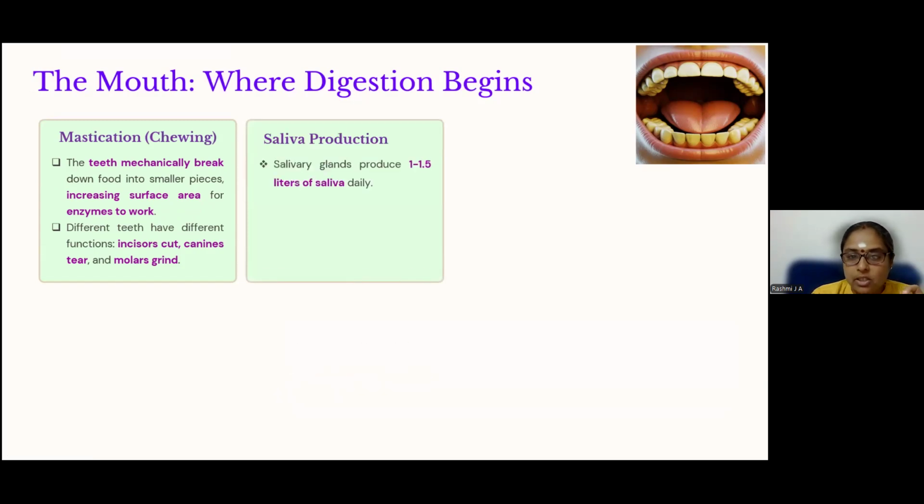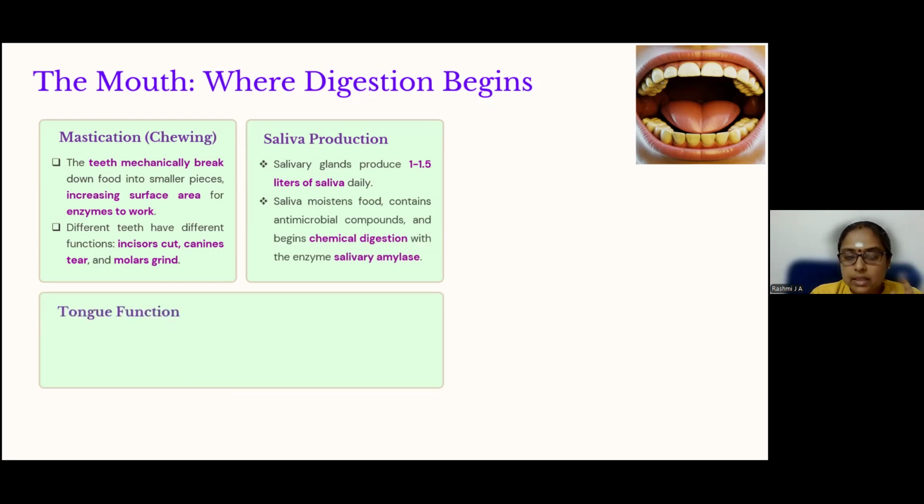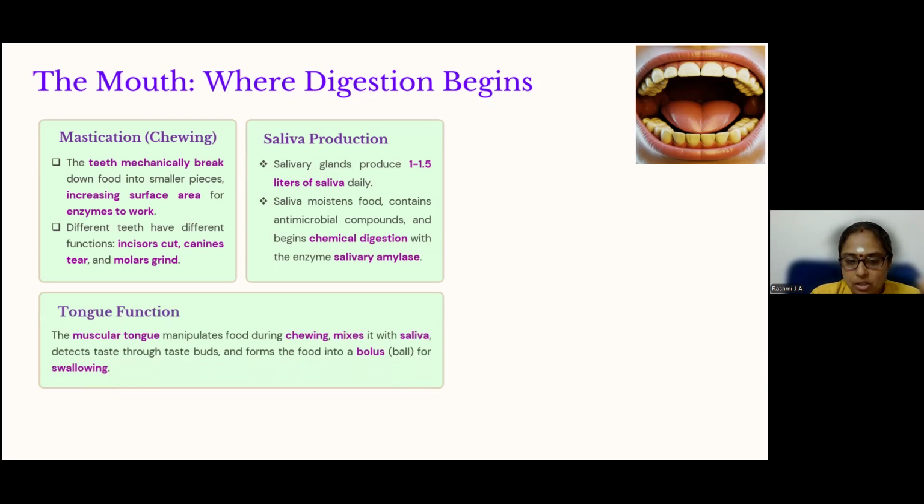Then saliva production: we have salivary glands that will produce 1 to 1.5 liters of saliva every day. It will moisten the food. It has antimicrobial components, and the chemical digestion happens due to salivary amylase. Okay. Then the tongue function. The muscular tongue will manipulate chewing, mixing it with saliva, and it will detect the taste which we prefer. Then it forms the food into a bolus for swallowing.